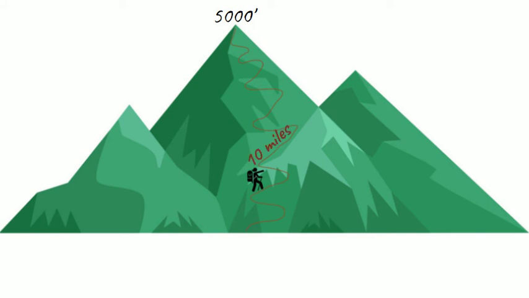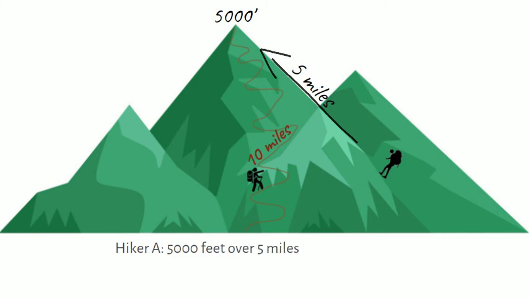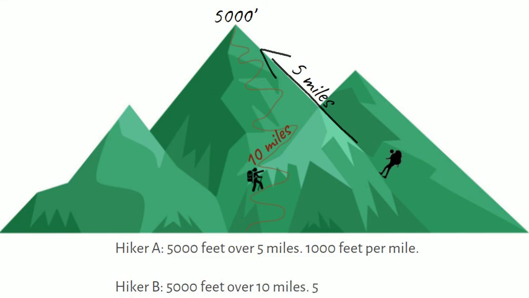Let's just imagine that each hiker weighs 200 pounds, including their pack weight. Both hikers have the same amount of work to do. They both have to carry 200 pounds up 5,000 feet. Hiker A has chosen the path that requires more power as she climbs 1,000 feet per mile. Hiker B has chosen the path that requires less power as she climbs just 500 feet per mile, half the gradient. The trade-off is that while Hiker B will need to exert half as much power as Hiker A, she will need to travel twice as far.